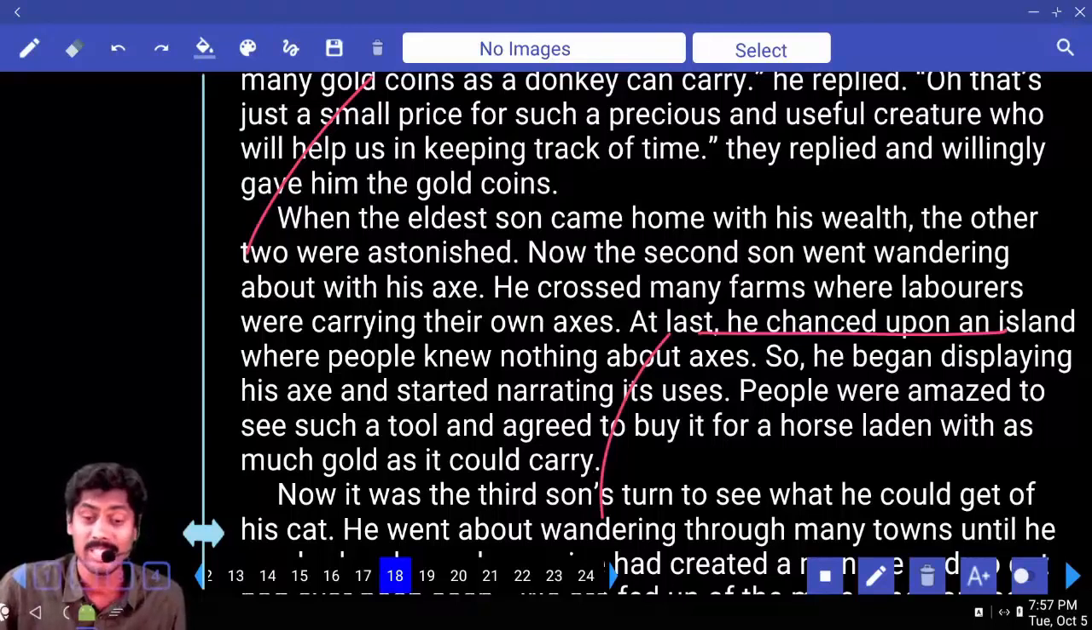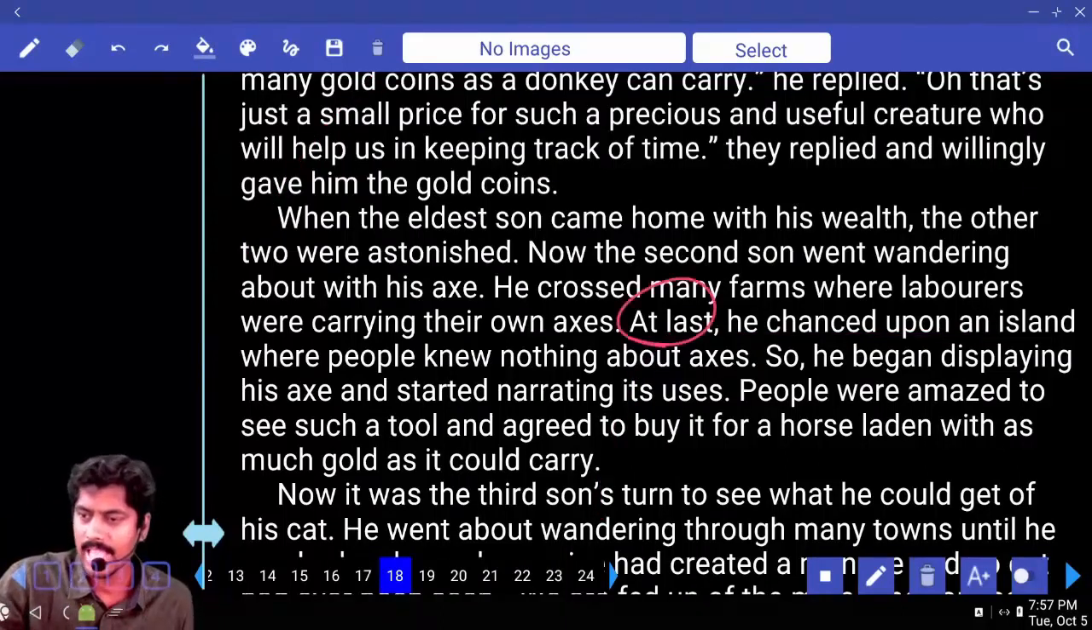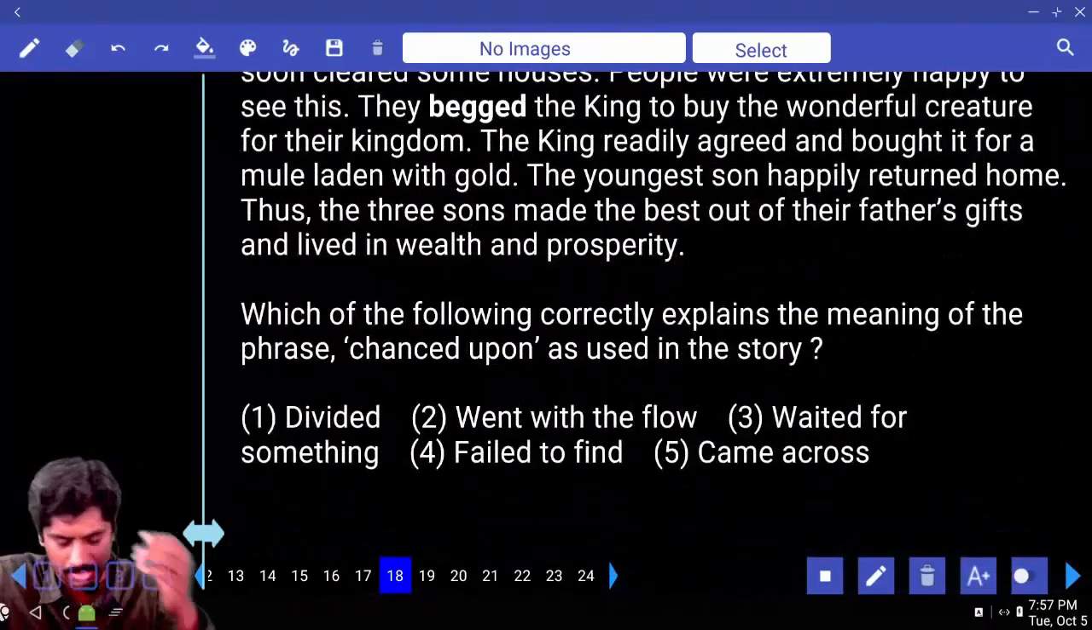People were amazed to see such a tool and agreed to buy it for a horse laden with as much gold as it could carry. For axe they are ready to give horse full of gold. At last he chanced upon an island. He came to an island accidentally. Chance upon means accidentally meeting a person or a place.